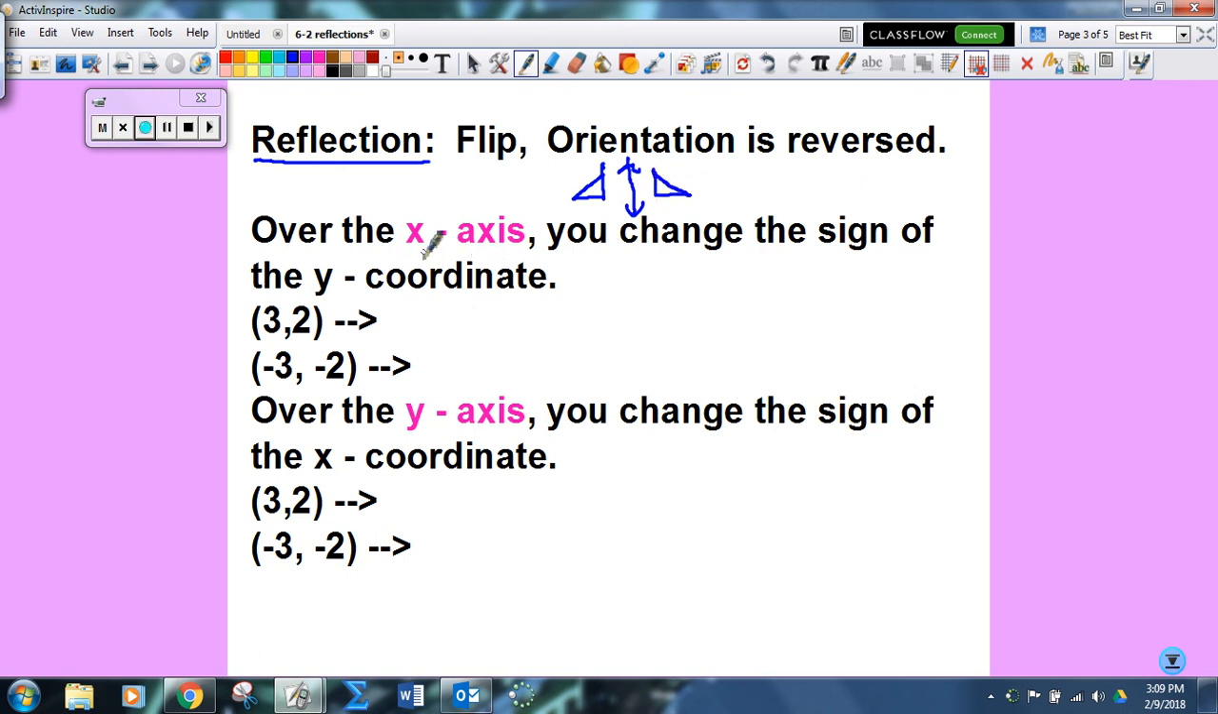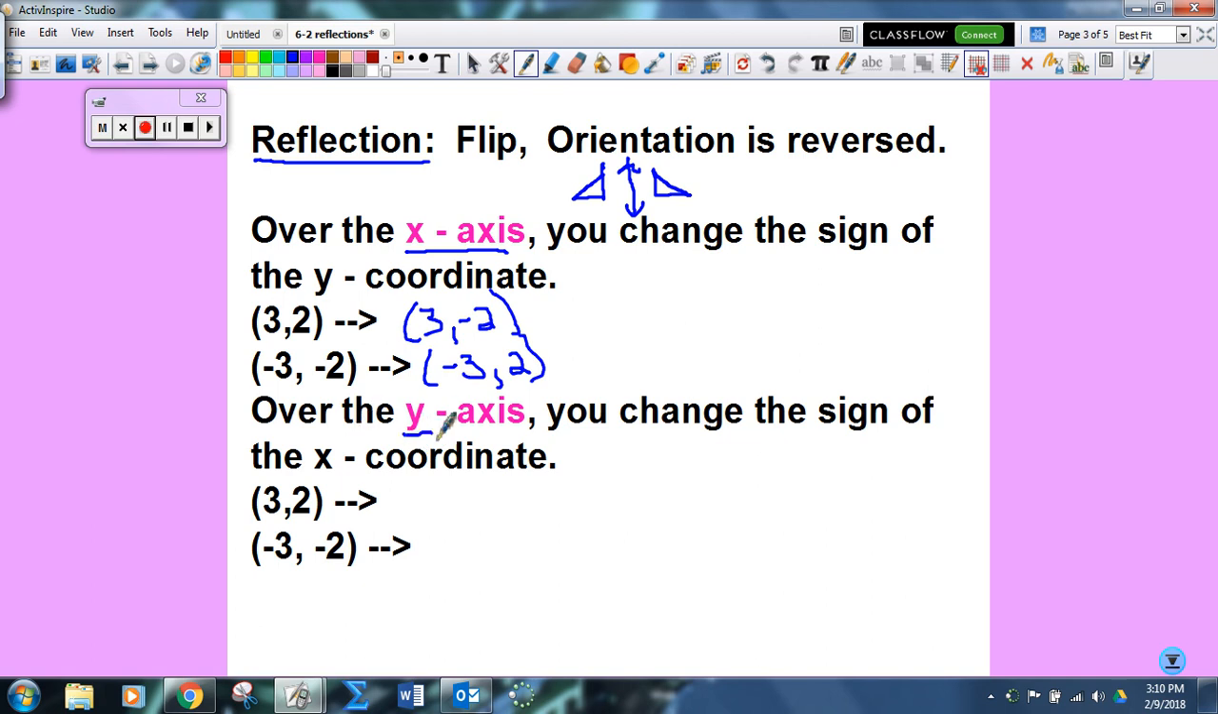So when I reflect over the x-axis, you change the sign of the y-coordinate. So 3, 2, I'm going to let you catch up with writing, becomes 3, negative 2. I change the sign of the y. So negative 3, negative 2 becomes negative 3, positive 2. Remember, if I'm going too fast, you have control. You can pause the video as needed.